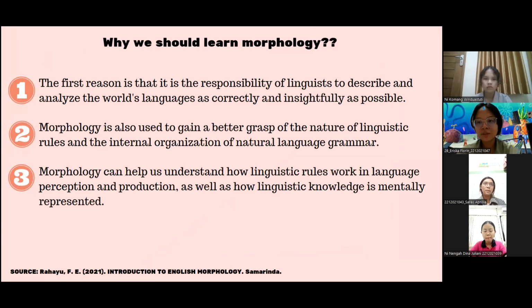So after all the explanation from my friends, we can learn why we should learn morphology. The first reason is that it is the responsibility of linguistics to describe and analyze the world's languages as correctly and insightfully as possible. The second is that morphology is also used to gain a better grasp of the nature of linguistic rules and the internal organization of natural language grammar. And the last is that morphology can help us understand how linguistic rules work in language perception and production, as well as how linguistic knowledge is mentally represented. So those are three reasons why we should learn morphology, especially us as students of English language education who will be English language teachers.